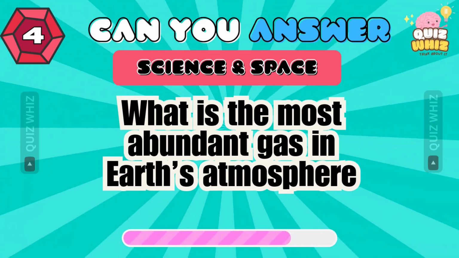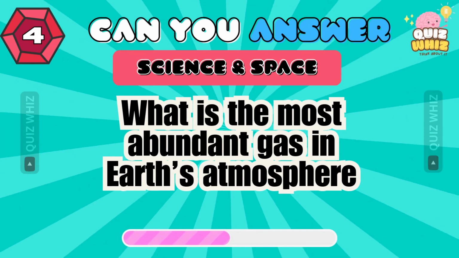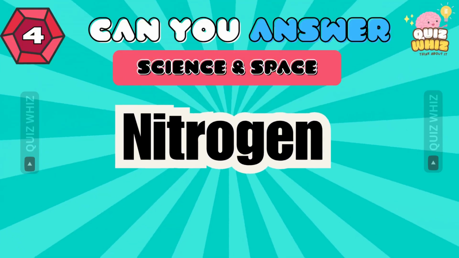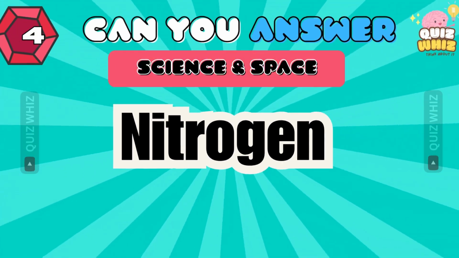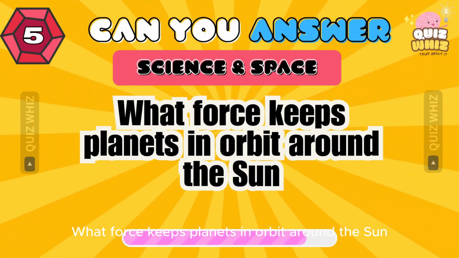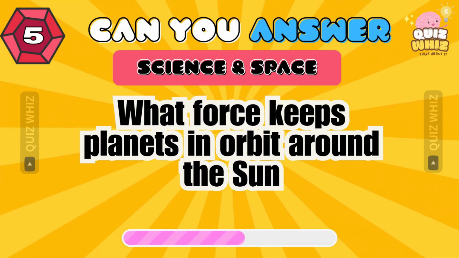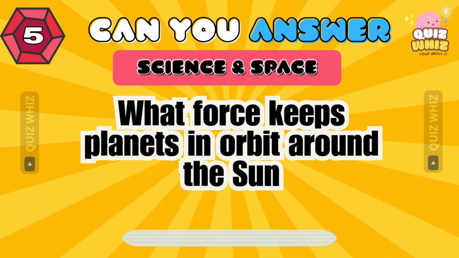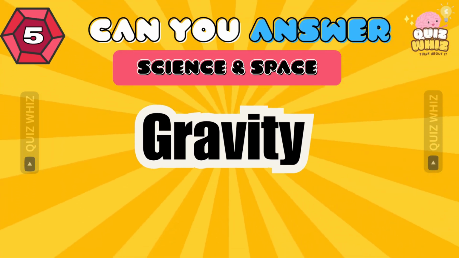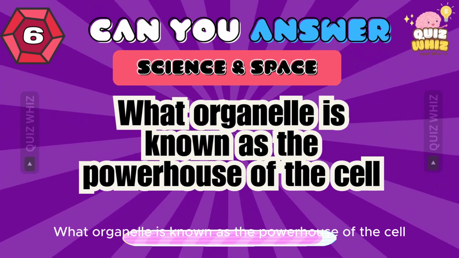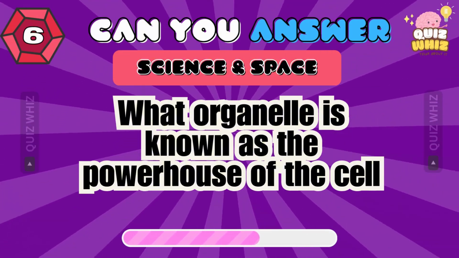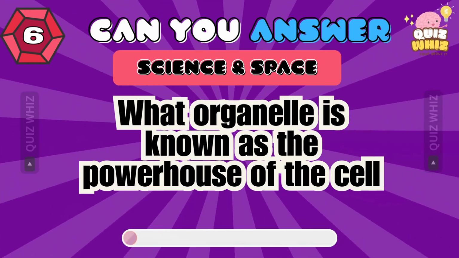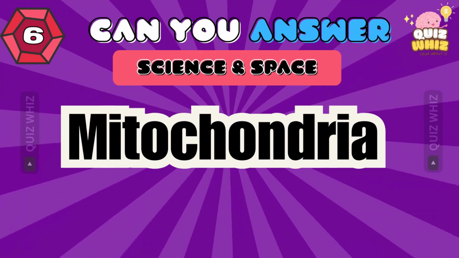What is the most abundant gas in Earth's atmosphere? Nitrogen. What force keeps planets in orbit around the Sun? Gravity. What organelle is known as the powerhouse of the cell? Mitochondria.